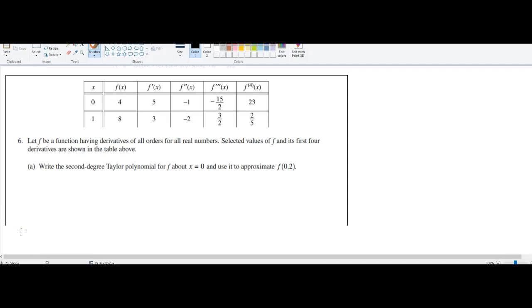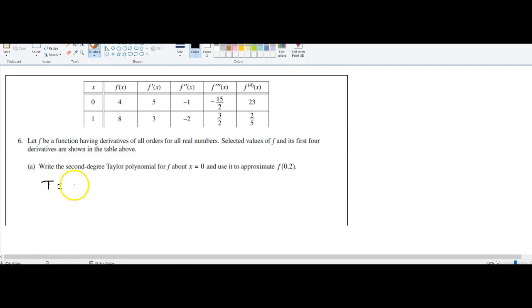Okay, so it says let f be a function having derivatives of all orders, with selected values of the first four derivatives shown, f of x at 1 is this, f of x taking all those values. Write a second degree Taylor polynomial for f about x equals 0. Use it to approximate f of 0.2.